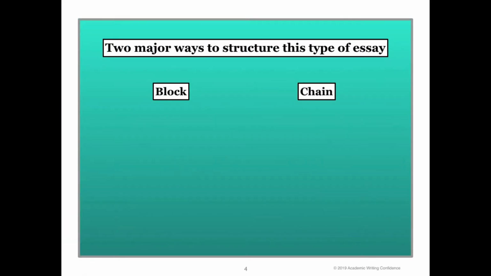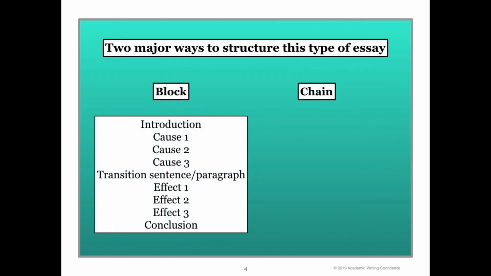Now, there are 2 major ways to structure this type of essay. We can use either the block method or the chain method. For the block method, you would use this pattern. You would write an introduction paragraph, followed by a paragraph or paragraphs about your causes for your topic. This would be followed by a transition sentence or a paragraph, after which you would write more paragraphs about the effects. And then finally, your conclusion paragraph.